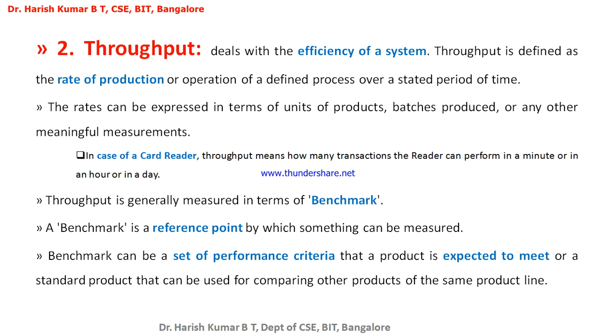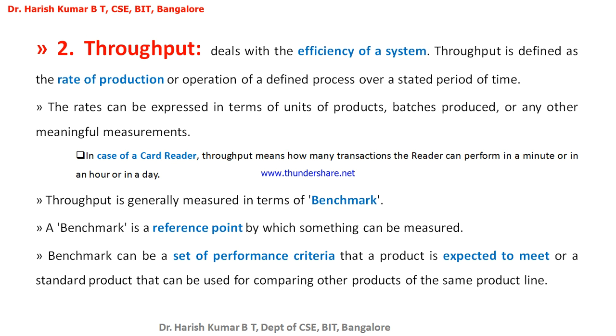Now throughput. As I already told, throughput defines the efficiency of the system. Why does it define the efficiency of the system? Because it defines the rate of production. How much you can produce per minute, or how much work the system is able to do per minute, that is the throughput, and again the throughput of embedded systems must be good.